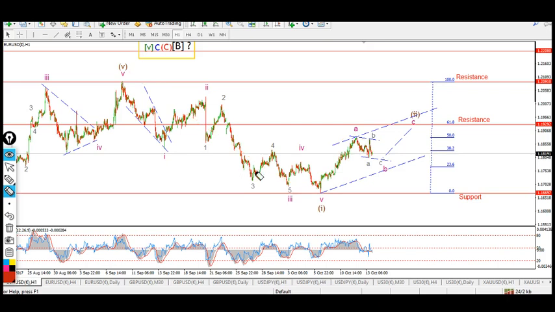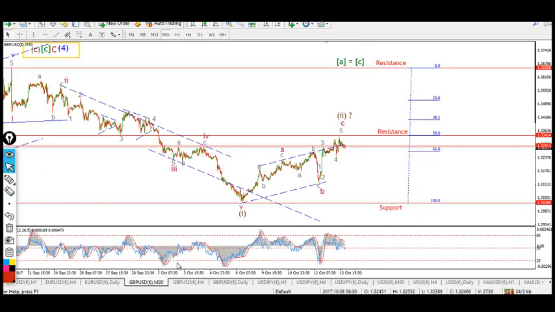Right. So pound dollar, similar situation, but it's a little further along in its development, and it's a little more complicated as per usual. This pattern to the downside, I think, is pretty clear. I think that's 5 waves down: 1, 2, an extended wave 3, wave 4, and wave 5 to the downside.